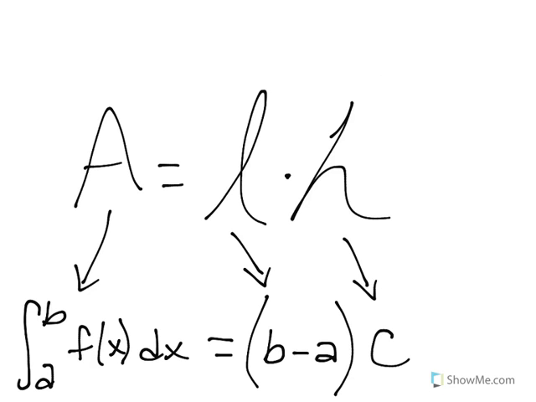So if we look here at the rule for area of a rectangle, we have the area equals the length times the height, right? So the area is equal to the definite integral we already decided, and we know that the length will just be b minus a, and the height is equal to c. So we set up a separate equation this way.